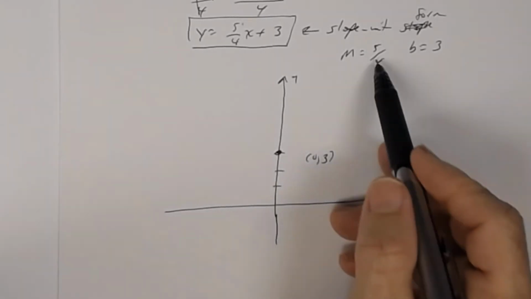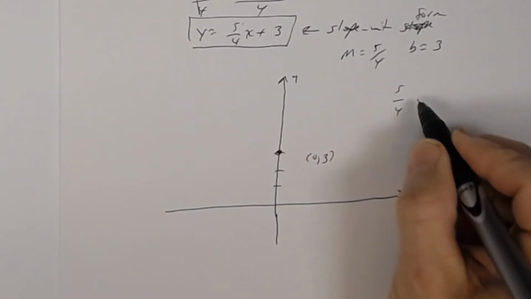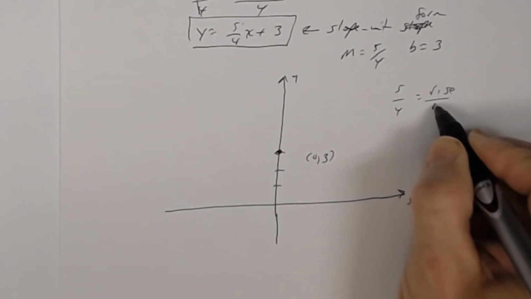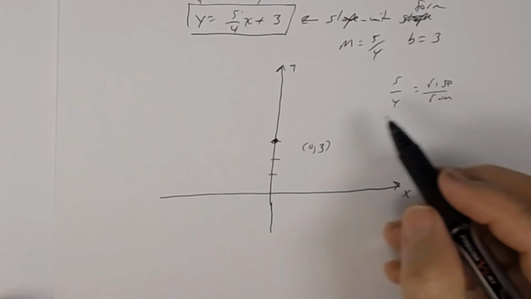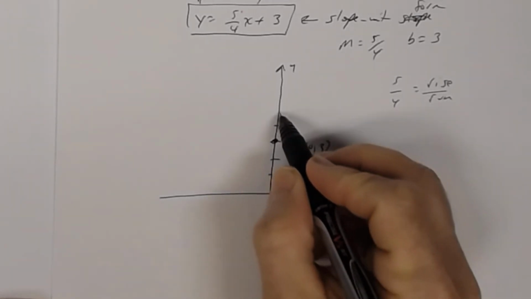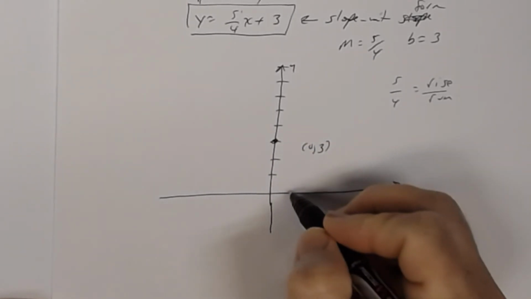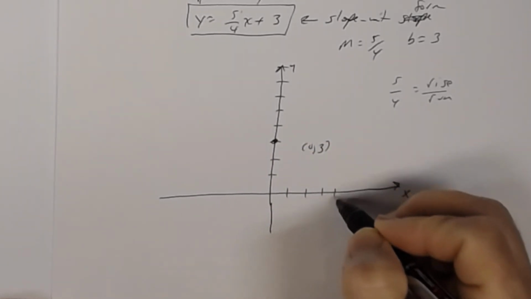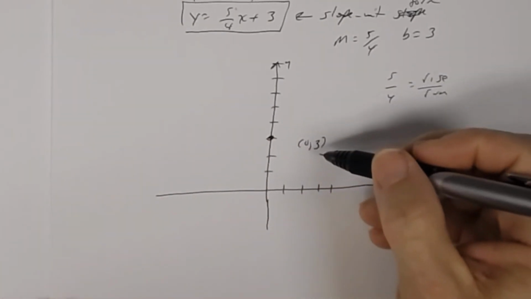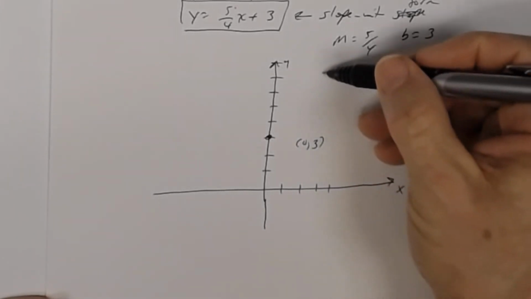And then we're going to use the slope. Remember, the slope is rise over run. So I'm going to go up 5: 1, 2, 3, 4, 5. And then to the right 4: 1, 2, 3, 4. Now I wish y'all had graph paper so it would look a little bit better.